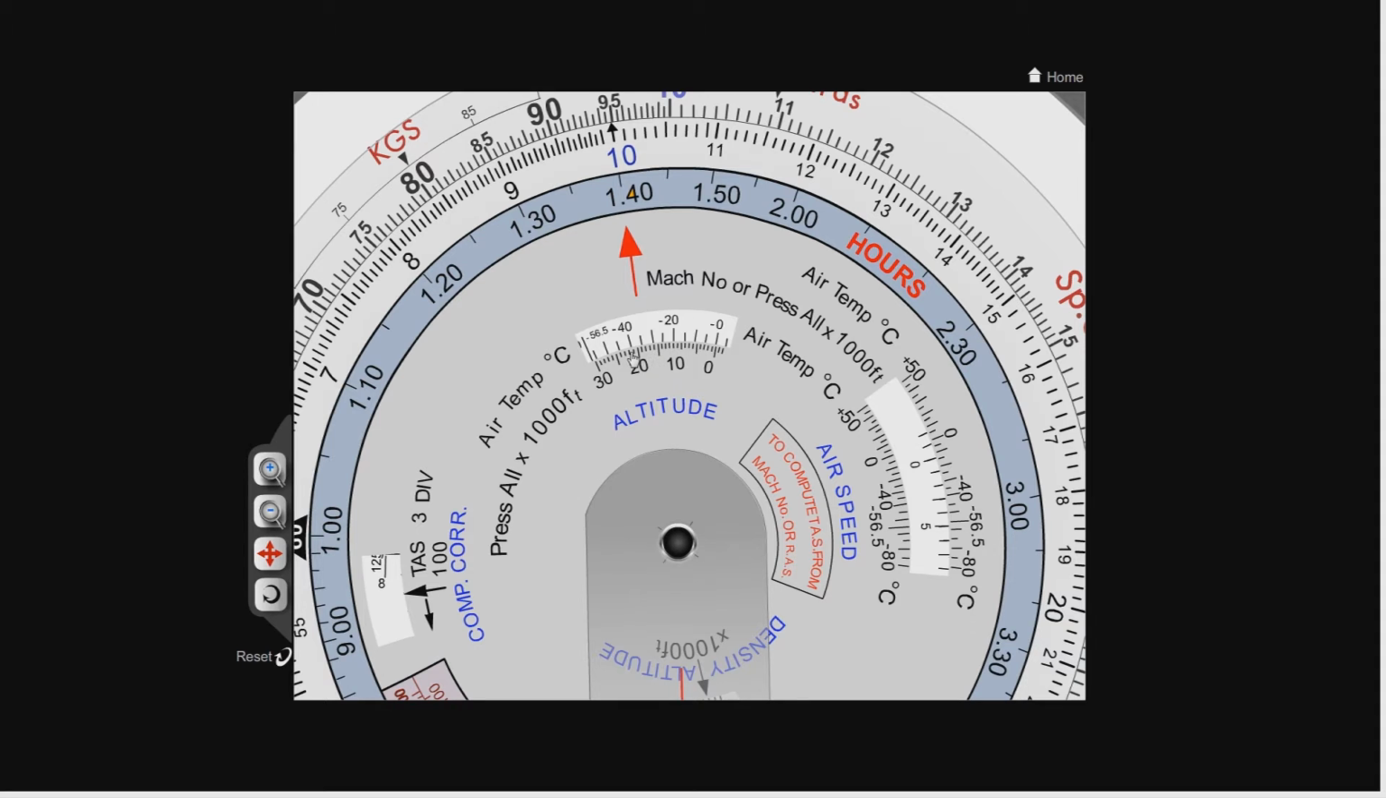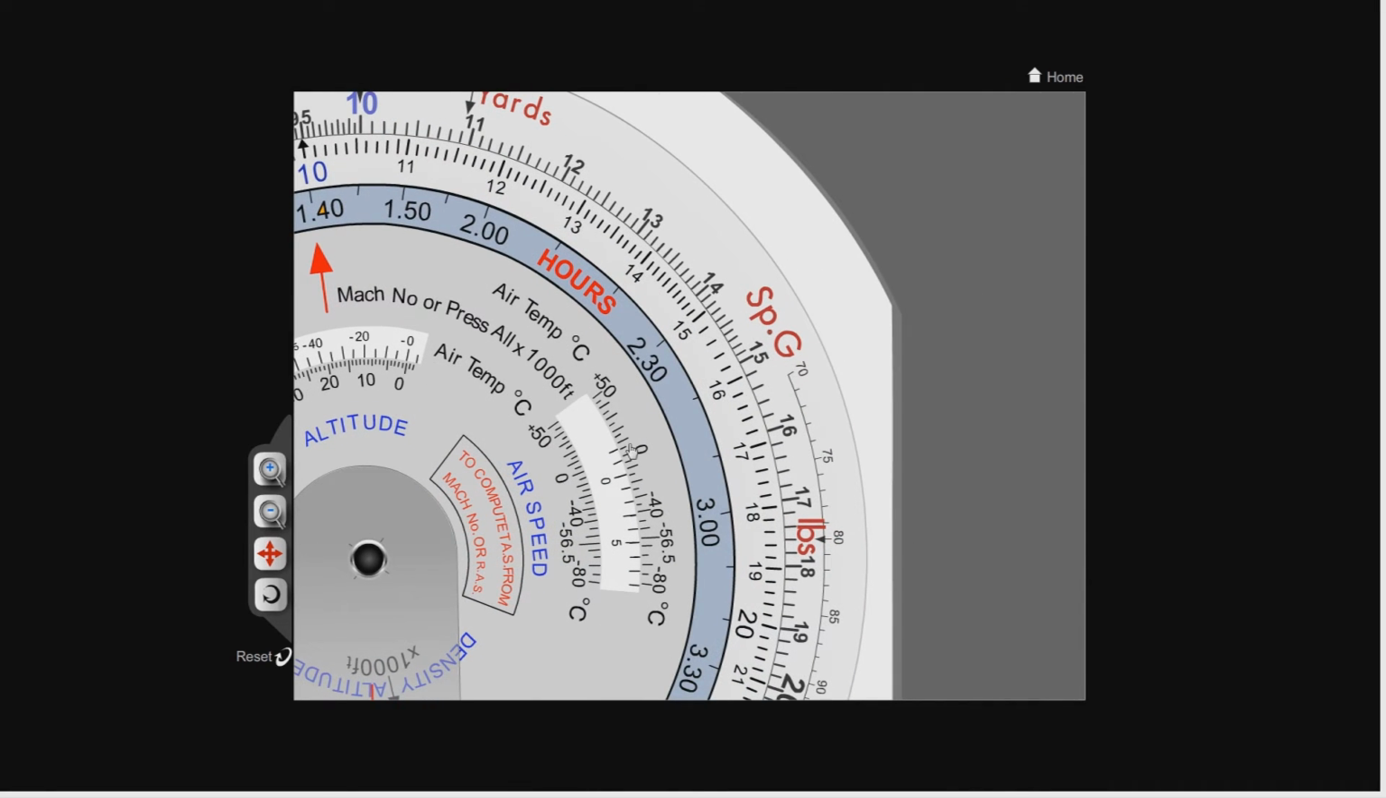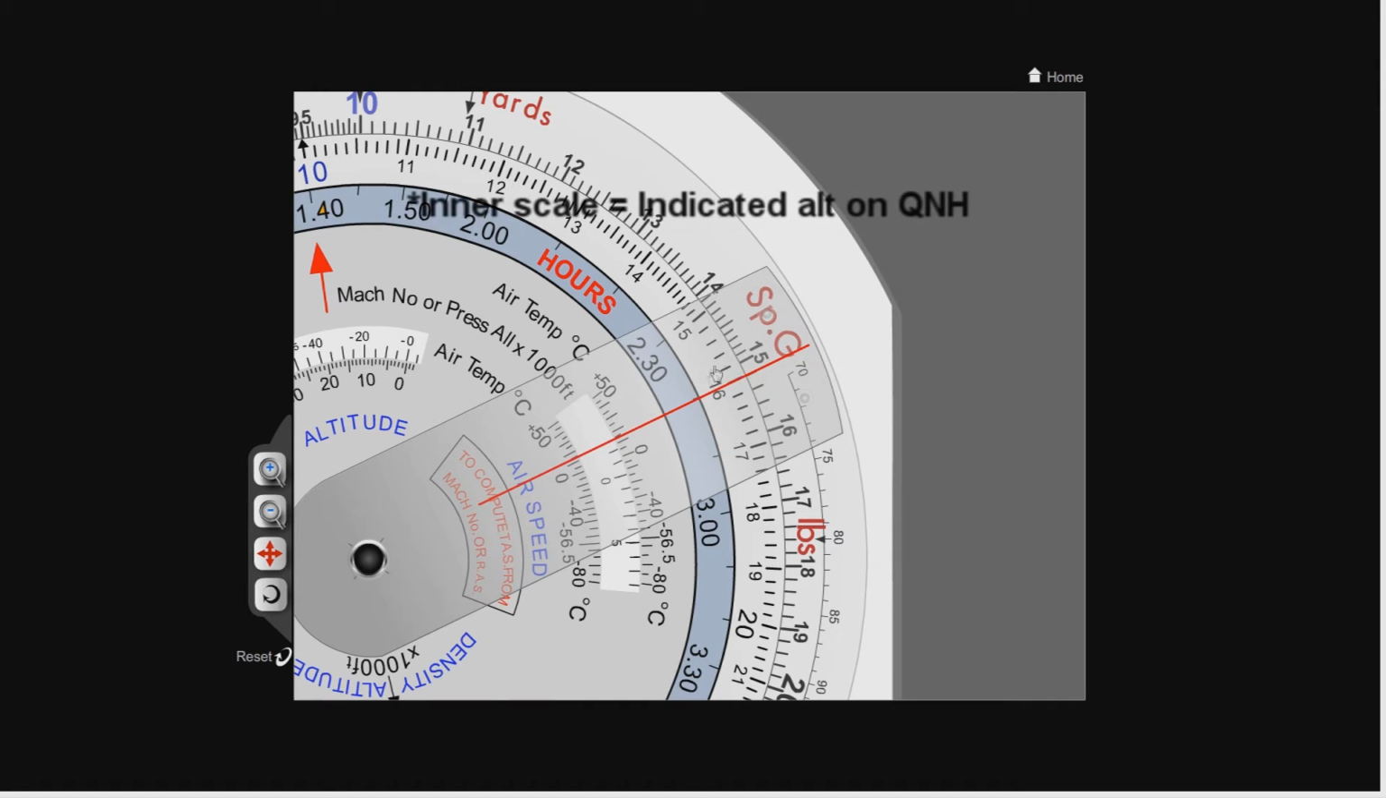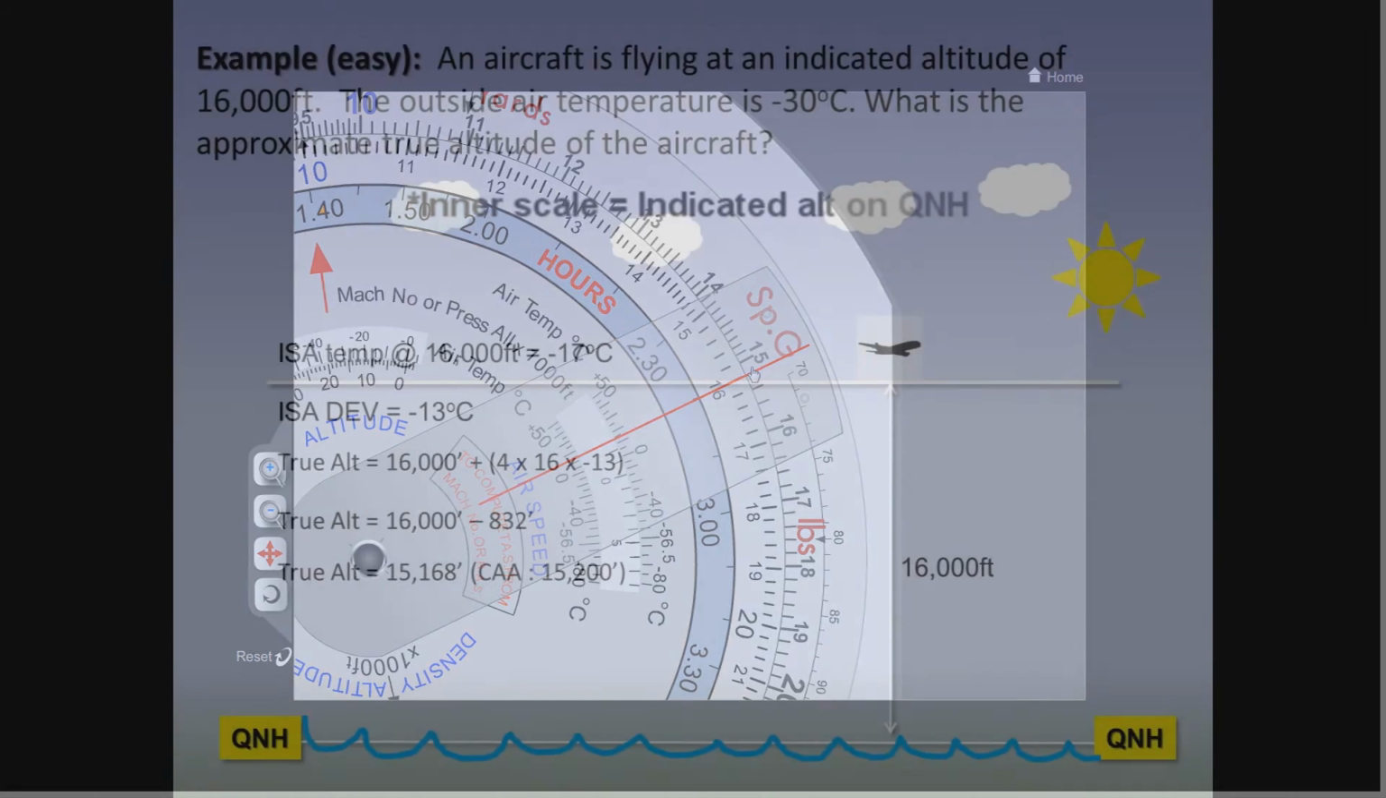So let's look for 16,000 feet on the outer scale, or should I say inner scale. 16,000 feet, and look at that, 16,000 feet on the inner scale, and we get almost exactly 15,200 feet on the outer scale. So the inner scale here is telling me the height of the column of air, and the outer scale is giving me my true altitude.